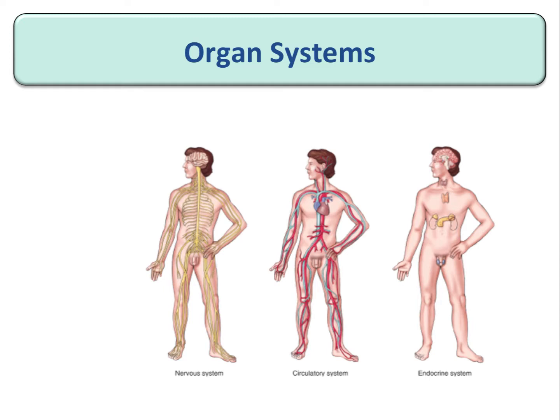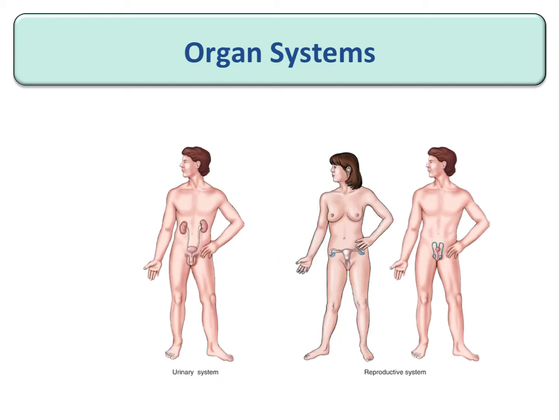The endocrine system secretes hormones that regulate body activities such as growth, reproduction, metabolism, and water balance. The urinary system excretes waste products from the body through the urine. It also helps control the amount of water and other substances in the body. And finally, the reproductive system, which enables us to reproduce and make more humans.